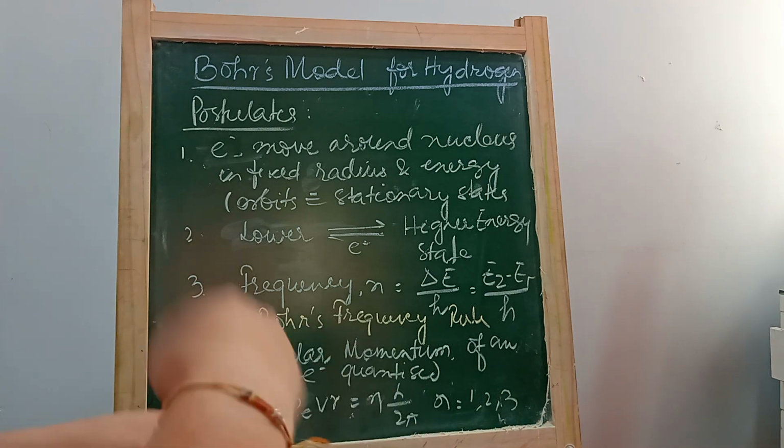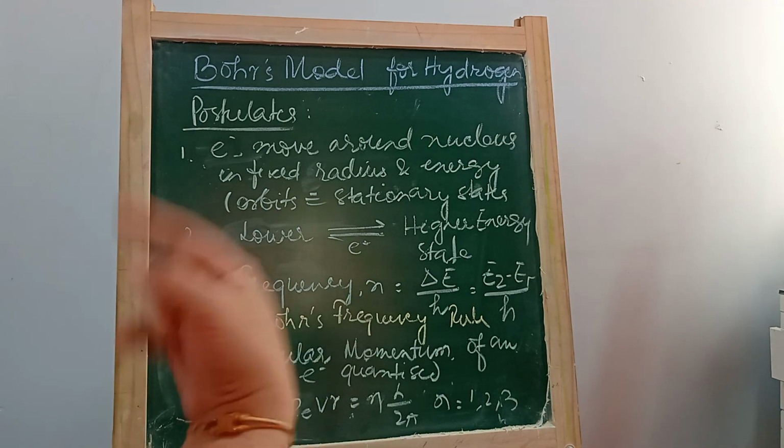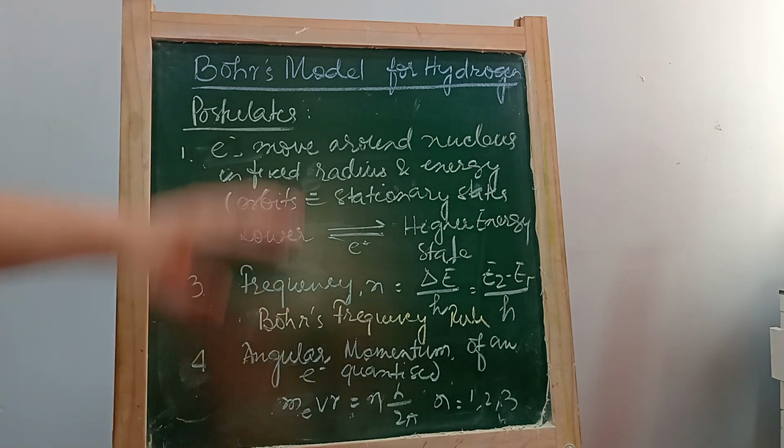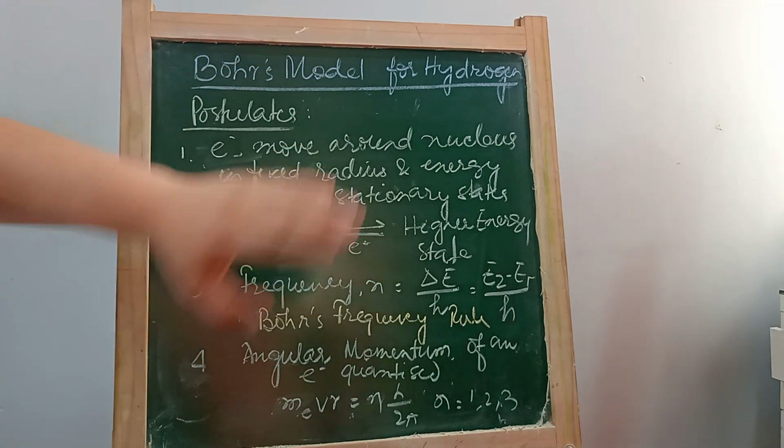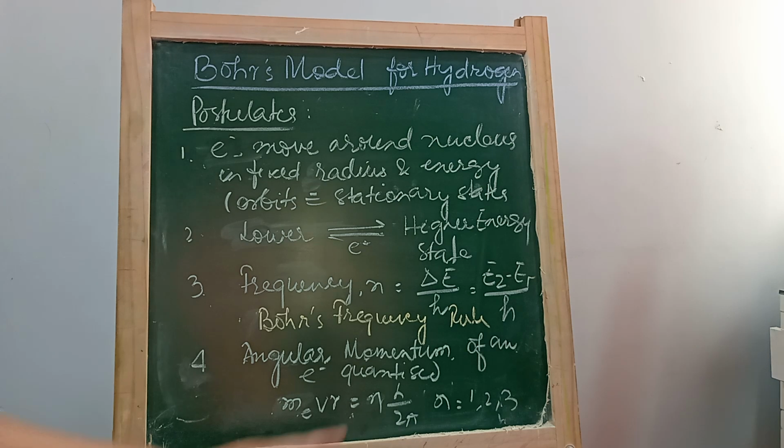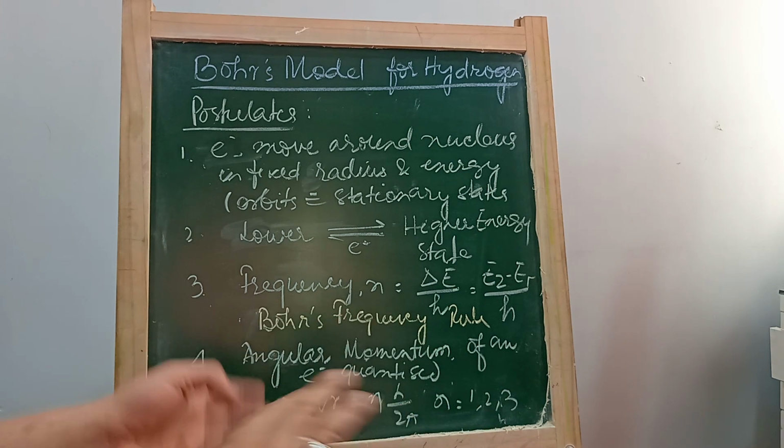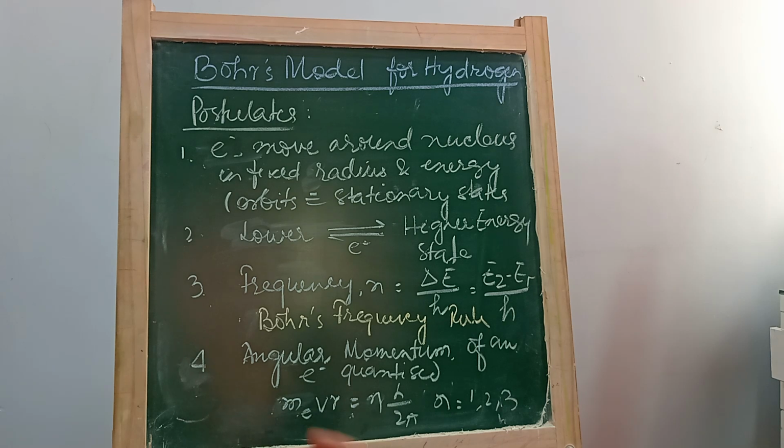The angular momentum of an electron revolving around a nucleus for a hydrogen atom, not for any other atom, will be a multiple of h by twice pi. That means it is quantized. The angular momentum cannot have any other value. It will have some fixed value, and that will be a multiple of Planck's constant by twice pi. I hope it's clear.